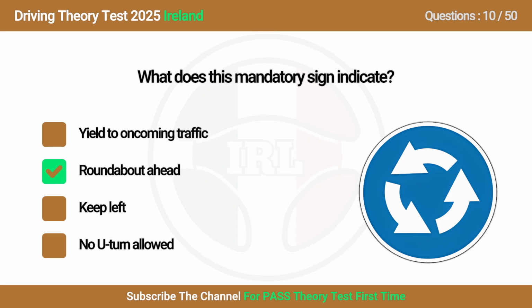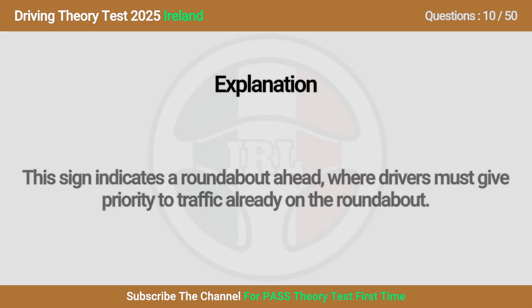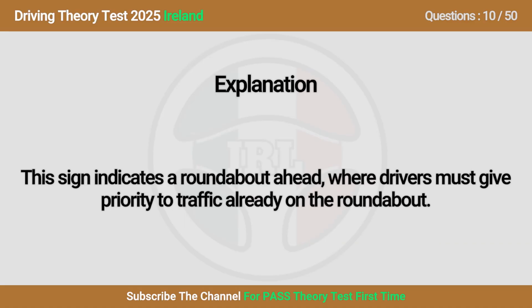Answer is B, roundabout ahead. This sign indicates a roundabout ahead, where drivers must give priority to traffic already on the roundabout.